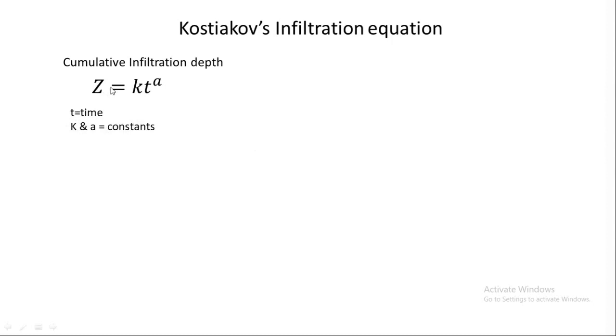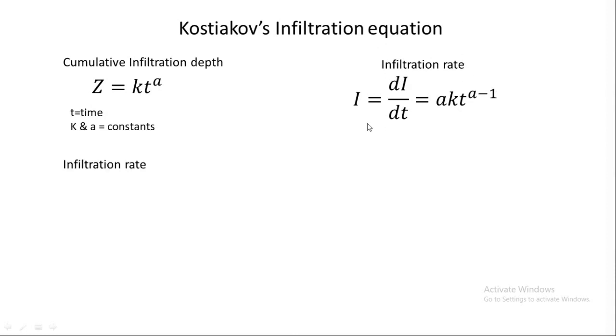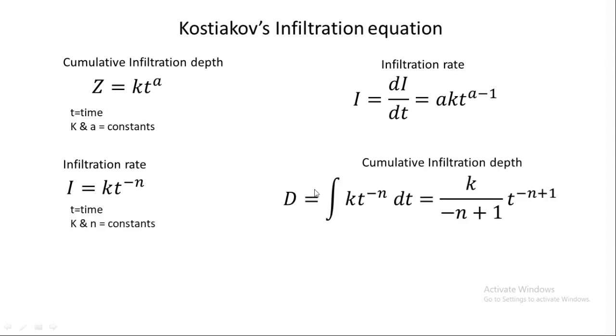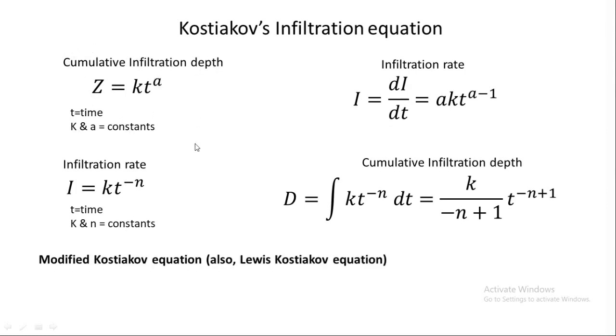Okay, and if differentiation of this equation is carried out, we'll get infiltration rate. Okay, there are many forms of Kostiakov's equation in different books, but we'll be using this first form. Infiltration rate can also be expressed in this way, kT raised to minus n, and if it is integrated, we get the cumulative infiltration depth. But in the problems that we solve, we'll be using the first form, Z equal to kT raised to A, which represents cumulative infiltration depth.